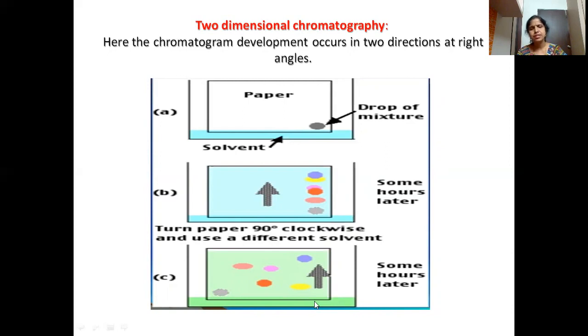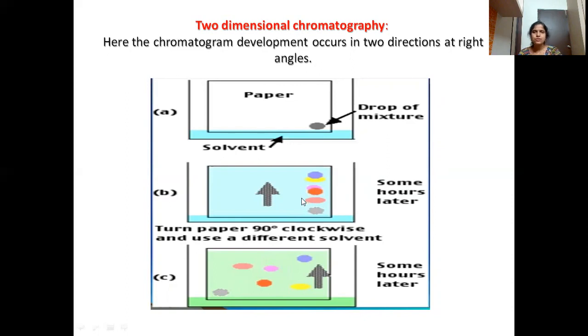Here, again, the separation takes place, whereas in the first direction you can see the overlap of the components. Now, if you do this two-dimensional, one dimension we have done first, then we have turned the filter paper 90 degrees clockwise, so that another separation takes place using a different solvent. After some hours, you can see that the components are separated apart. More spacing is seen between the components. They are not overlapped as in the previous case.